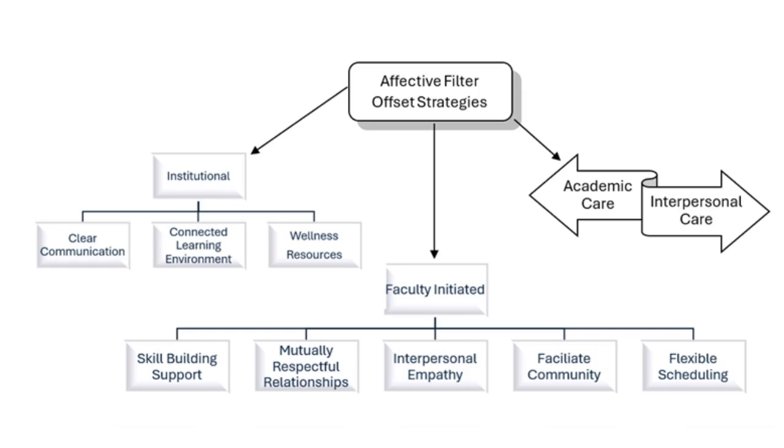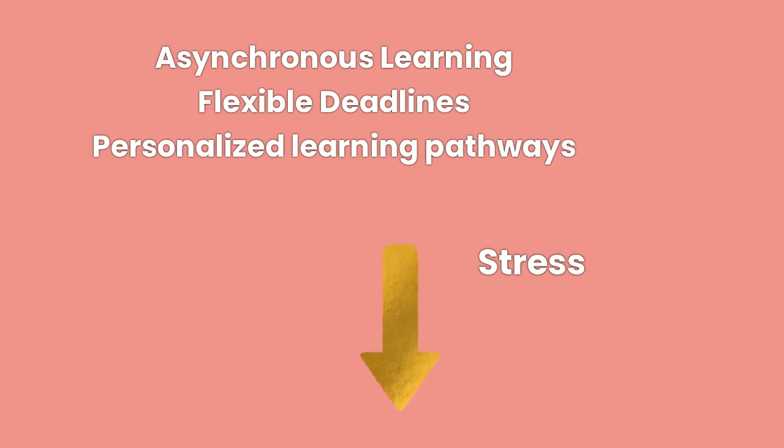Other key strategies that faculty can use to build relationships include maintaining flexible availability, connecting students in order to build community, showing empathy, and providing individualized support for students to build the skills they need. All of these actions play a role in creating mutually respectful relationships. Flexibility is key to supporting online graduate students. Offering asynchronous learning options, flexible deadlines, and personalized learning pathways can help students manage their diverse commitments and reduce the stress associated with rigid academic structures.